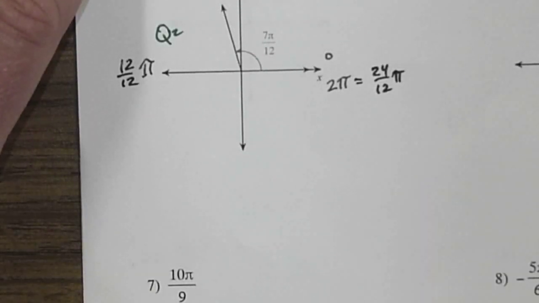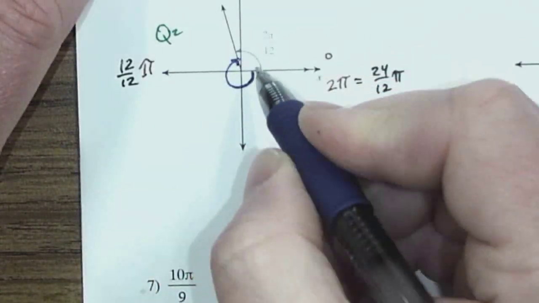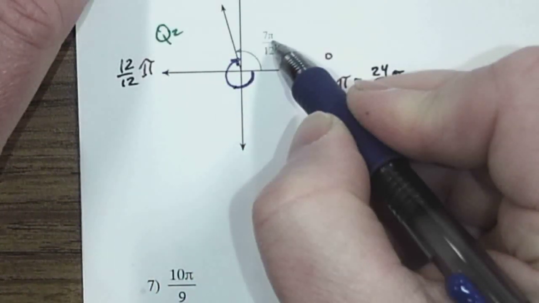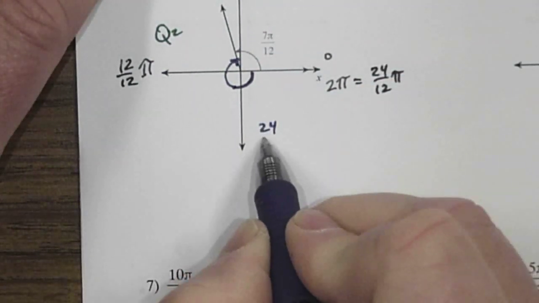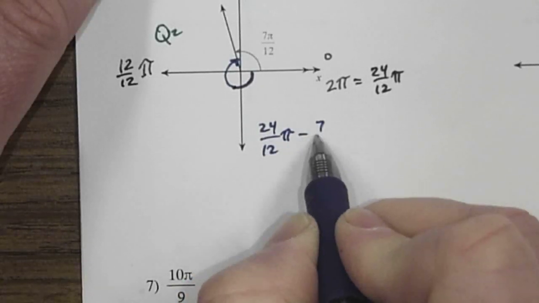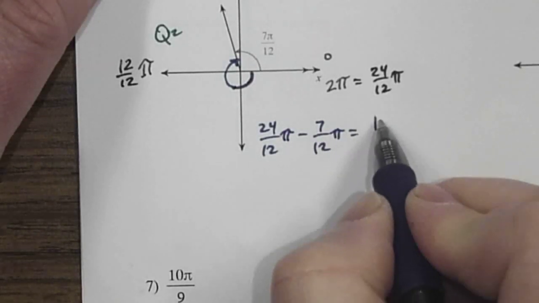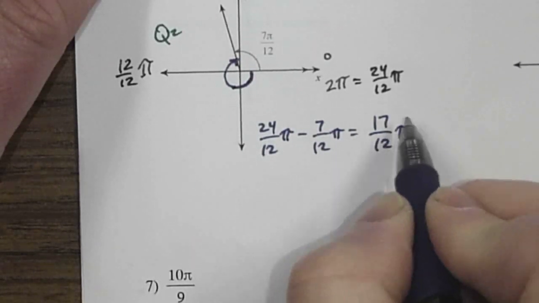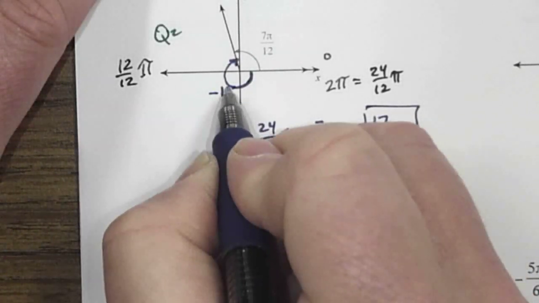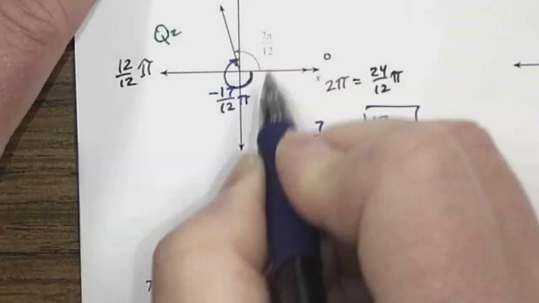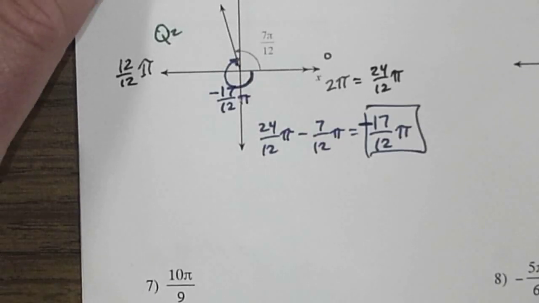If I want a coterminal, I want the angle that comes from the negative side around here. So together, this and that make 180. So I'll simply take 24 over 12 and subtract 7 over 12, and I'll get 24 minus 7 is 17 over 12 pi. And there's one coterminal angle, but oh, wait, it's a negative. Negative 17 over 12 pi, going around the other way. If you take 17 plus 7, you get 24.